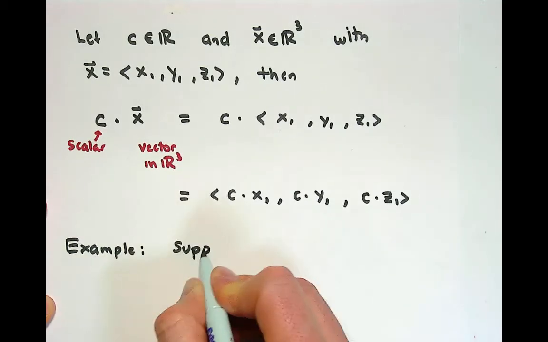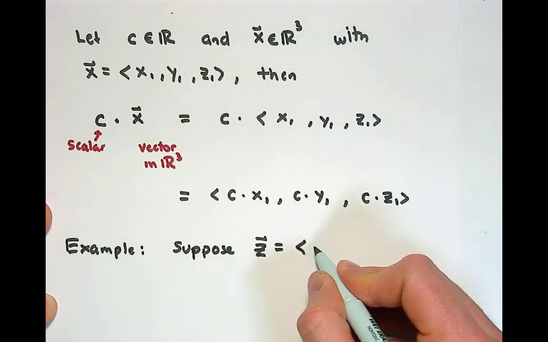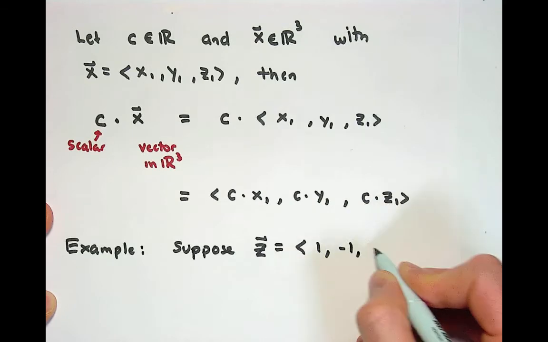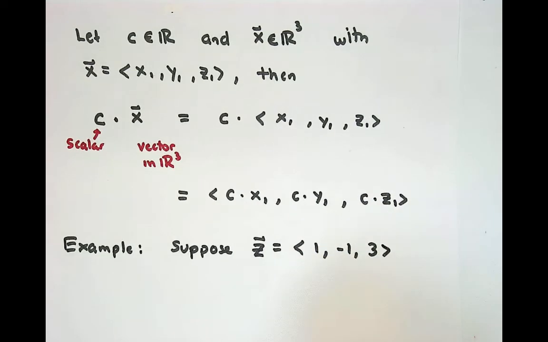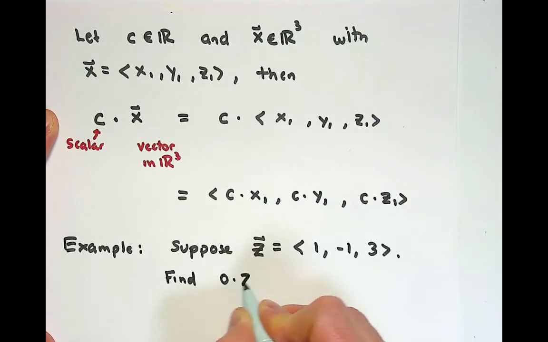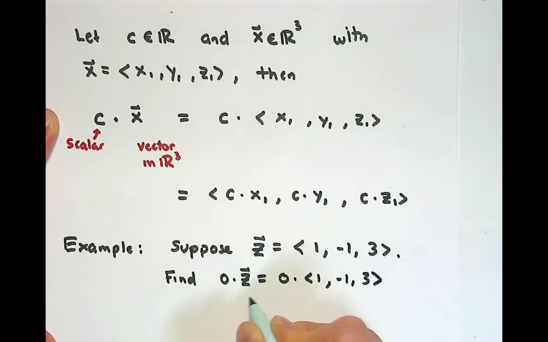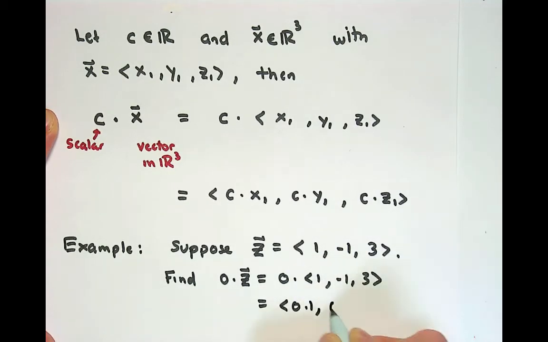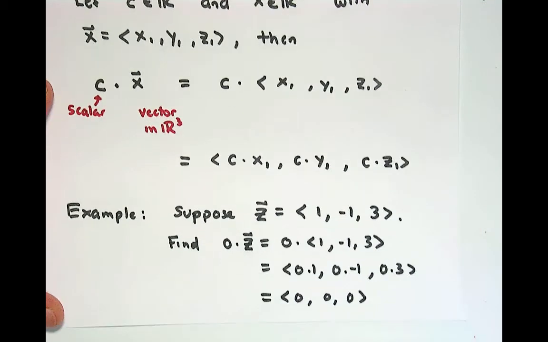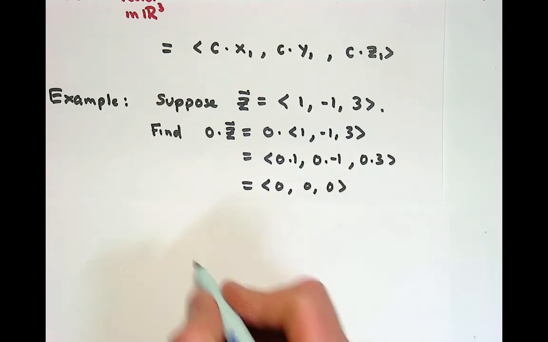So suppose that we have a vector, let's call this vector z, and we'll say that maybe it's like 1, -1, 3. And we'll find the scalar 0 times z, which would just be 0 times 1, negative 1, 3, which of course is just 0 times 1, 0 times negative 1, 0 times 3, which would be 0, 0, 0. Of course, zeroing out a scalar, the zero scalar produces this.